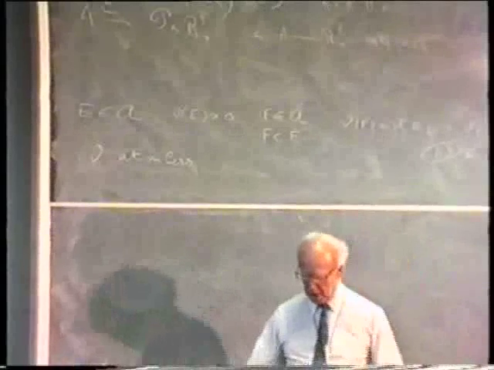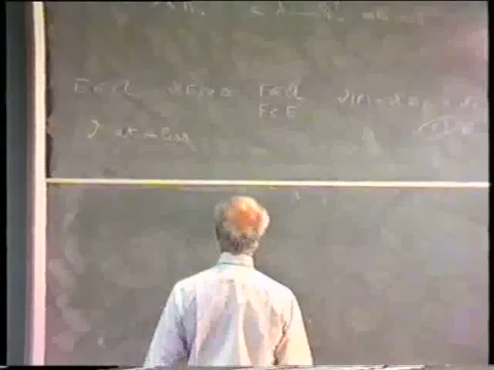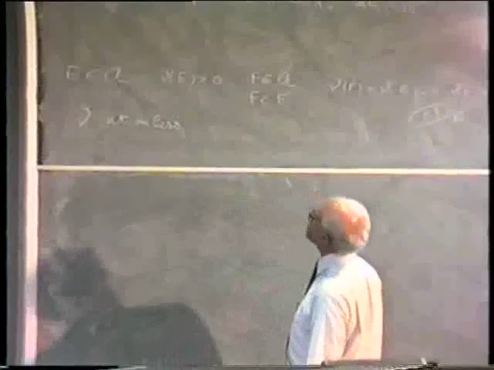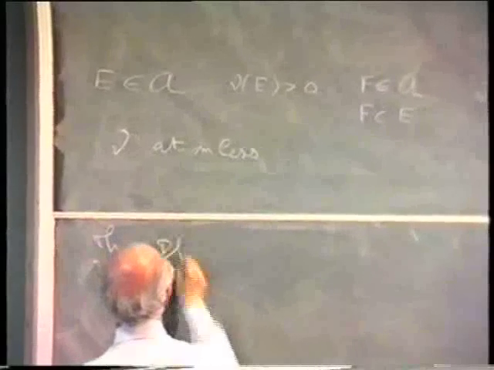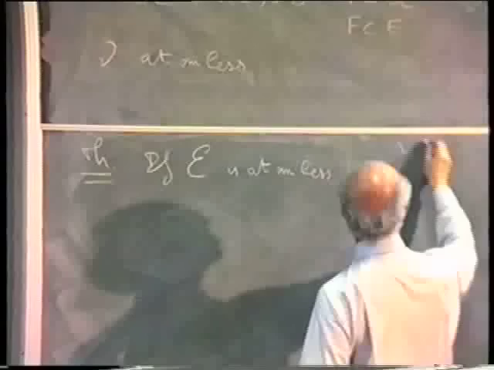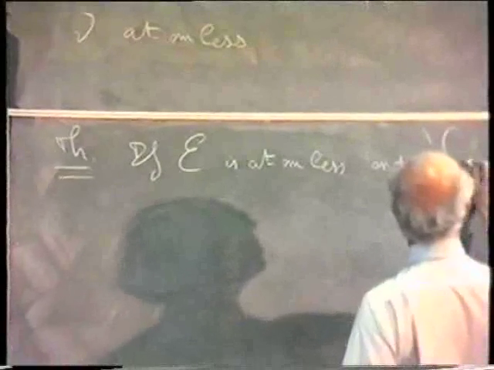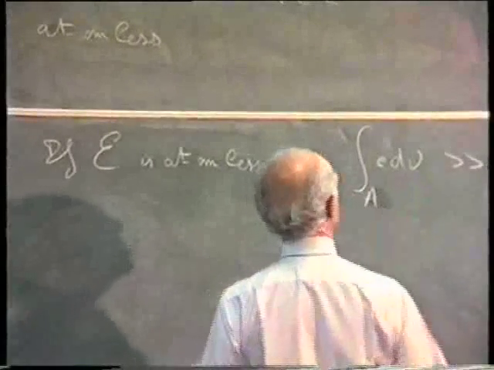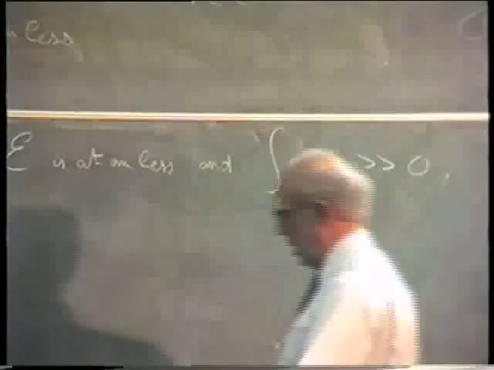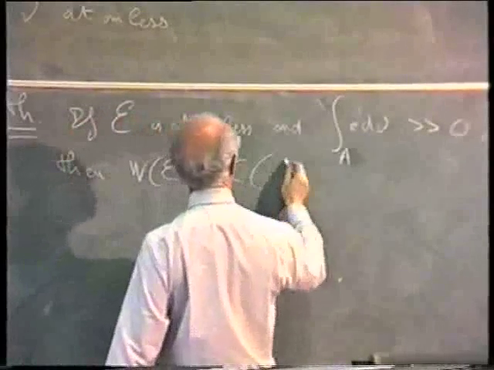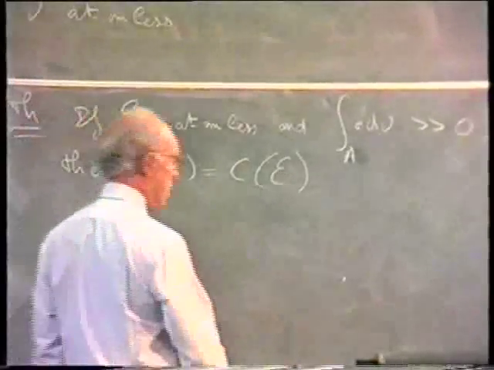That is what in the economics literature used to be called the assumption of atomicity, and in measure theory you use exactly the opposite terminology. So nu is atomless. And this being said, we have Aumann's theorem. If the economy is atomless, and the integral over A of E d nu is strictly positive, you remember this is a vector in R^L plus, strictly positive, all the components positive, then the two sets in which we are interested, W of E and C of E, the core of the economy and the set of Walrasian equilibria, coincide.